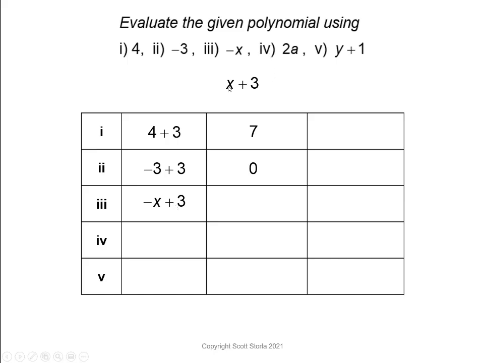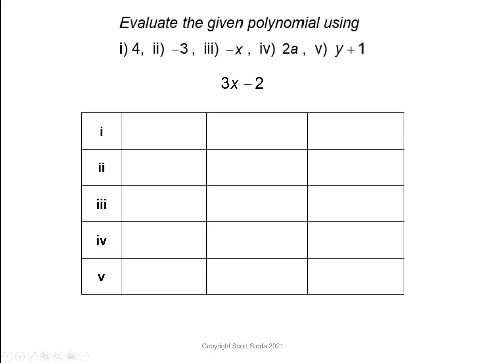4 says to replace x with 2 times a, so that's what I do. I replace x with 2 times a, and I'll have 2a plus 3. And then the fifth one says to replace x with y plus 1. So I replace x with y plus 1. And now I can simplify my constants to 4, and so I get y plus 4.